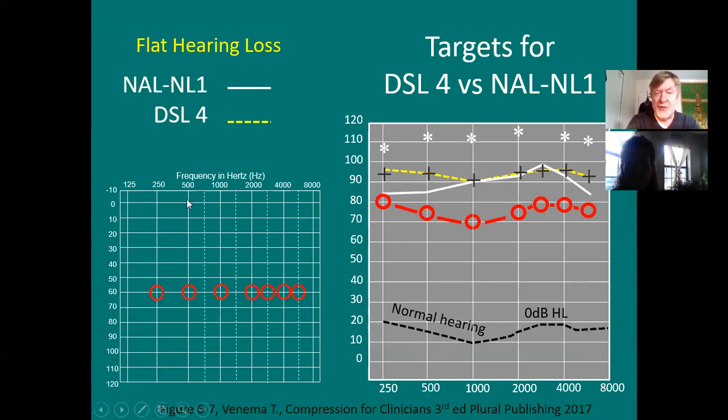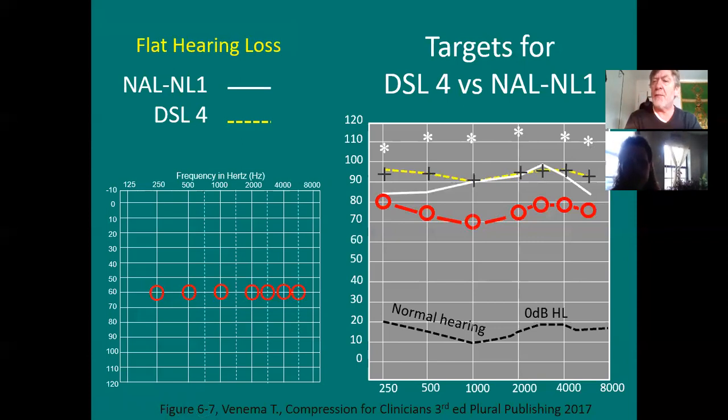Normal hearing, 0 dB HL, is MAP in SPL, minimal audible pressure. Look at how the thresholds are exactly 60 dB above the normal hearing dashed line, just like these thresholds are exactly 60 dB below the 0 dB HL line. So here's your flat loss. I say flat loss in quotes, because in SPL, of course, it's a curve. Anyway, look at where the DSL4 targets are, right in the center, right in the middle. That's the center of the dynamic range, right between the floor and the ceiling of loudness tolerance.